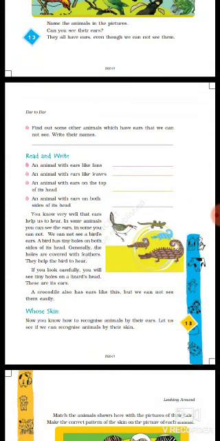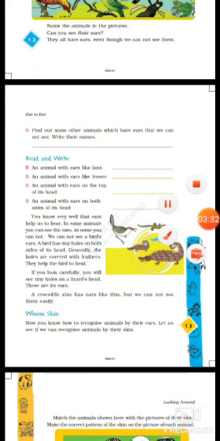Let us study the detailed structure of the ear. Now read and write. An animal with ears like fans. So students, you have to read this and fill all the blanks. Now find out some other animals which have ears that we cannot see. Write their names. So students, here you have to write. Understand?